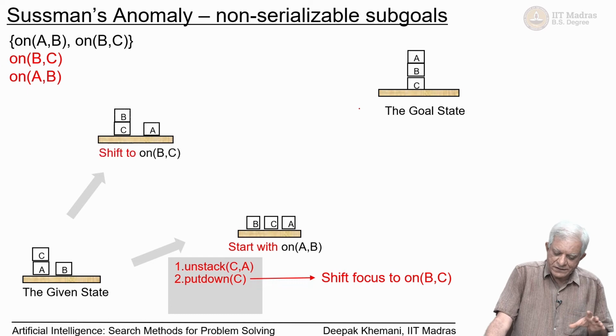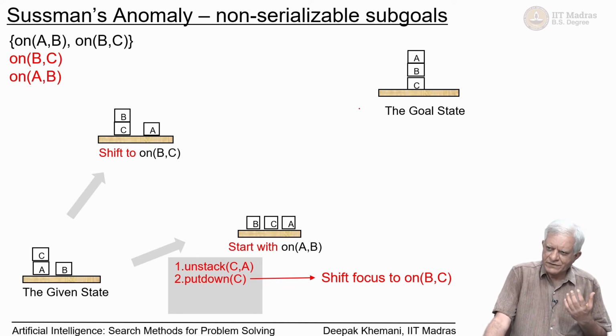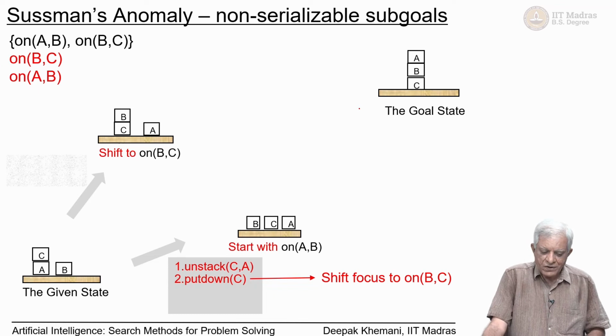At this point, you need to shift focus to achieving on BC first. Essentially, we can see that goal stack planning cannot see that, and in fact, goal stack planning tries to solve them in a linear order. So, it will say, okay, if I am starting on AB, I will first achieve on AB, then I will go to the other goal which is on BC. But what this really needs is that midway through this process of trying to achieve on AB, you shift focus and go back to on BC.